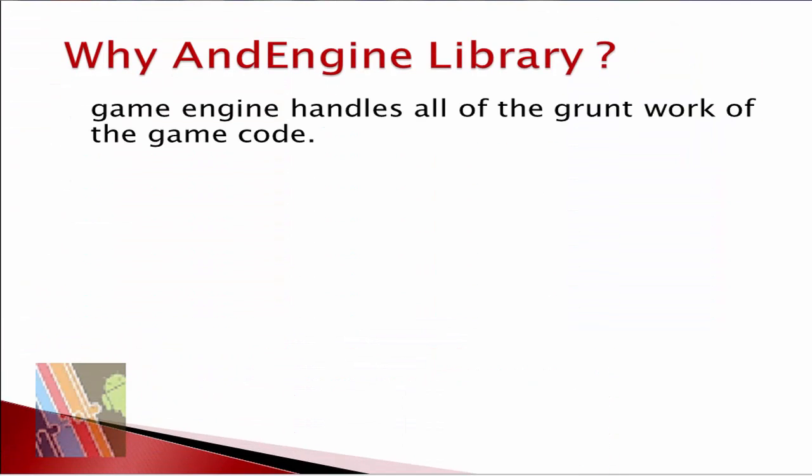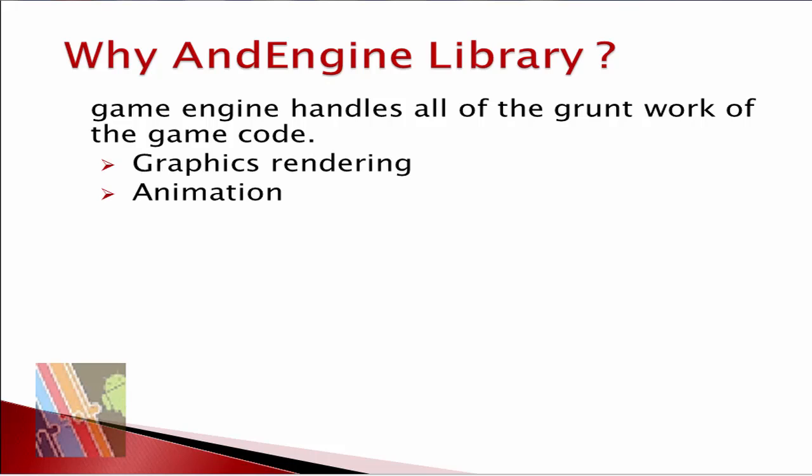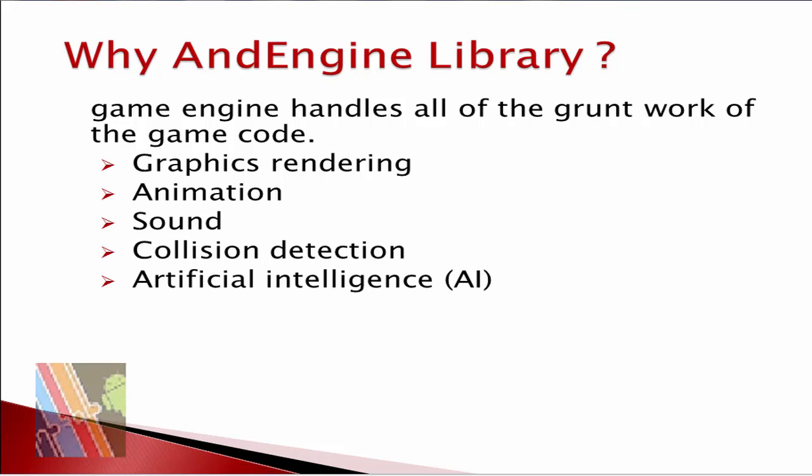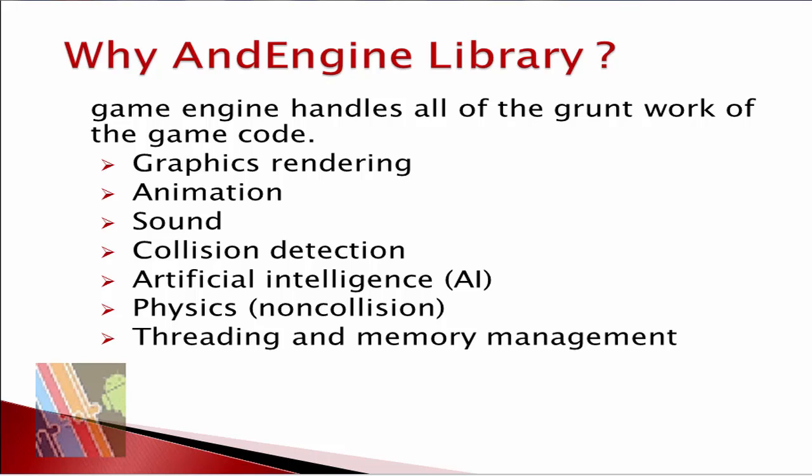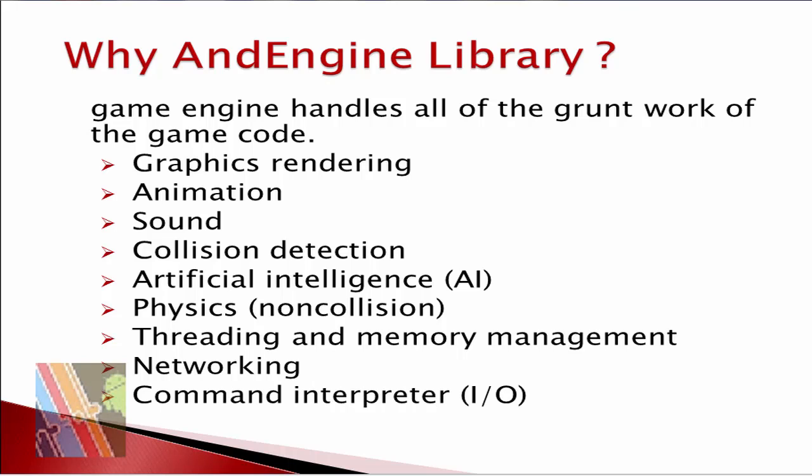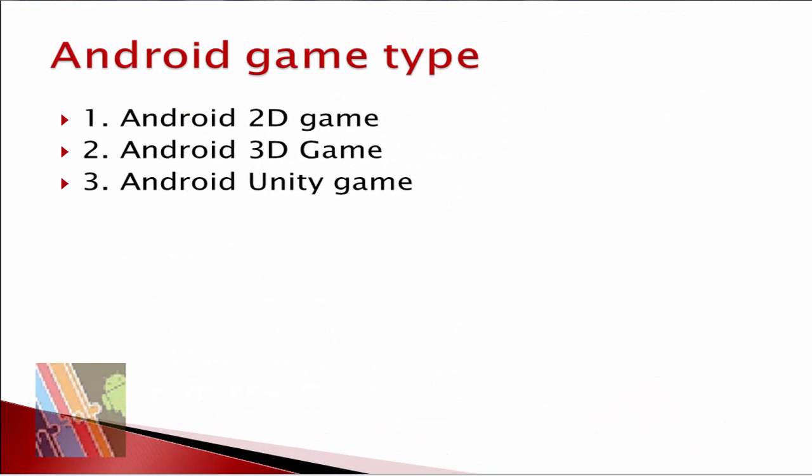A game engine handles all of the grunt work of the game code. That's things like graphics rendering, animations, sounds, collision detection, artificial intelligence, non-collision physics, threading and memory management, networking, and the last one is the command interpreter. I will discuss all this in my upcoming tutorials. So, the Android game types: first is the Android 2D game, then the Android 3D game, and the Android Unity game with the cross-platform Unity game engine library.